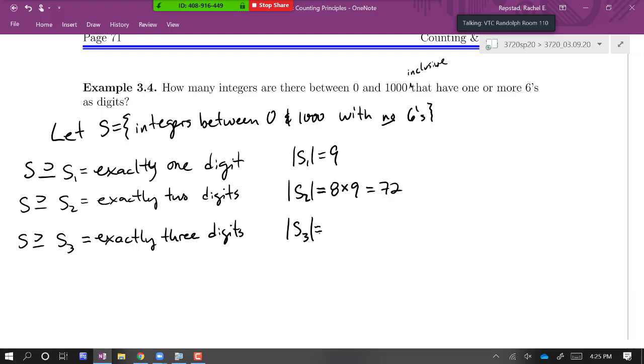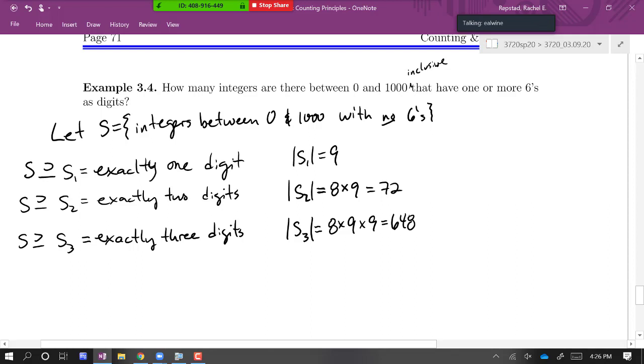So let's keep going. If we think about the integers with exactly 3 digits, meaning no leading zeros, and these integers have no 6s at all, how many options for that first digit? 8. Second digit? Why 8? I thought maybe it was 9. Oh, it could be 0 now. Now it can be 0, yeah. So the second digit is 9, third digit? 9. And if we multiply these, we get 648.